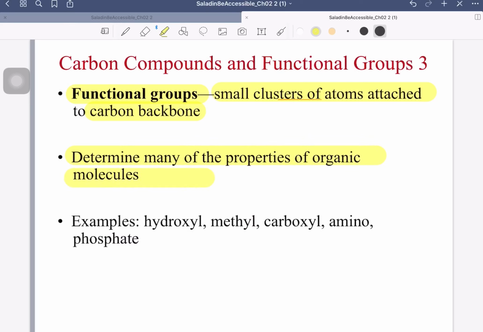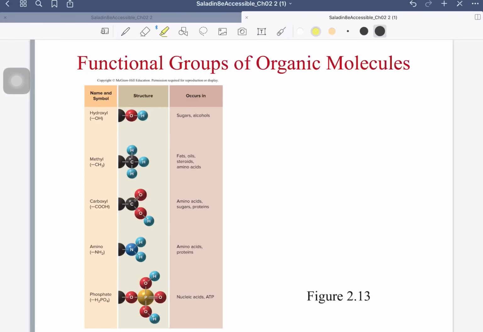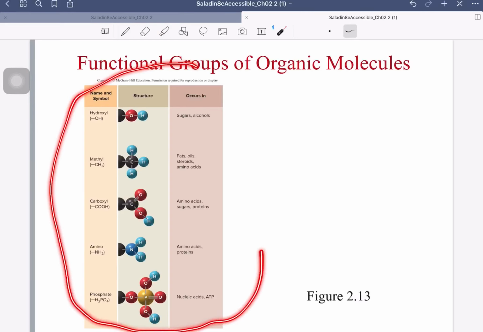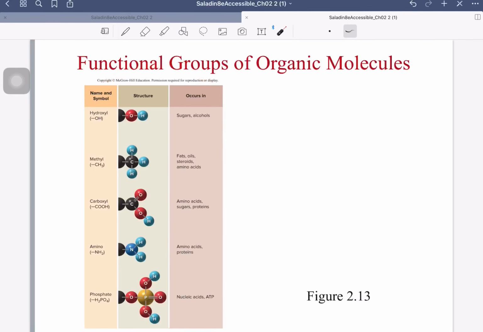And the major ones we're going to look at are the hydroxyl group, the methyl, the carboxyl, and the amino, and the phosphate groups. Now these groups you have to know. And in our textbook, there is a fabulous diagram that summarizes everything, but we're going to walk through it quickly. Make sure you go back, spend some time to look at it.